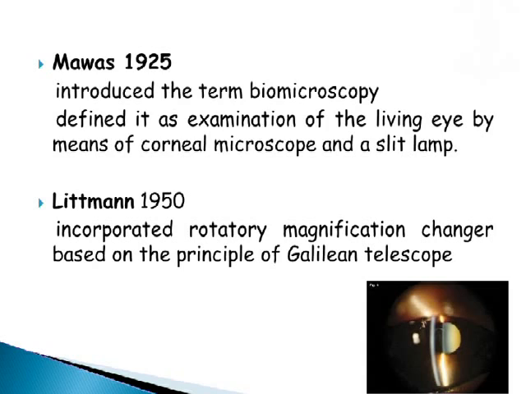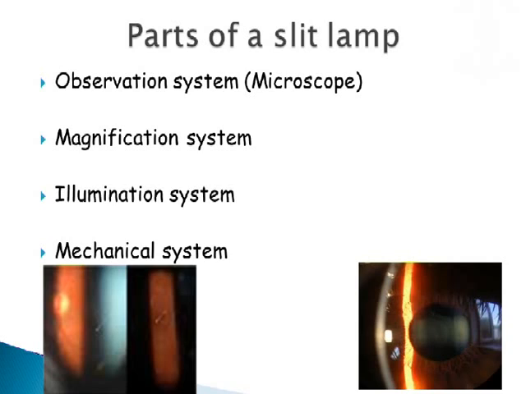In 1925, Maus introduced the term biomicroscopy, defining it as an examination of the living eye by means of a corneal microscope and a slit lamp. Lippmann in 1950 incorporated the rotatory magnification system based on the principle of the Galilean telescope. So we are going to see all this today. So what are the parts of a slit lamp? When we talk about the slit lamp, we are essentially dealing with four systems based on a composite mechanical arena: the observation system of the microscope, the magnification system, the illumination system, and the mechanical system.